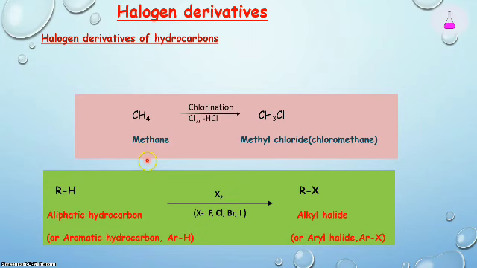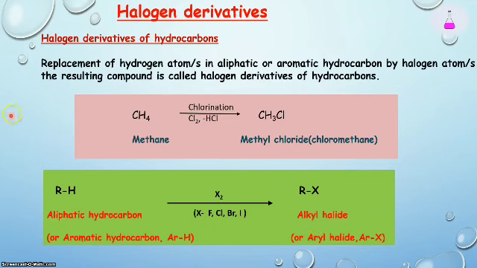So by observing both the examples, or this general reaction, we can see that replacement of hydrogen of aliphatic or aromatic hydrocarbon by halogen results in a product, that is halogen derivatives of hydrocarbon. So here is the explanation: replacement of hydrogen atom or atoms in aliphatic or aromatic hydrocarbon by halogen atom or atoms, the resulting compound is called halogen derivatives of hydrocarbon.